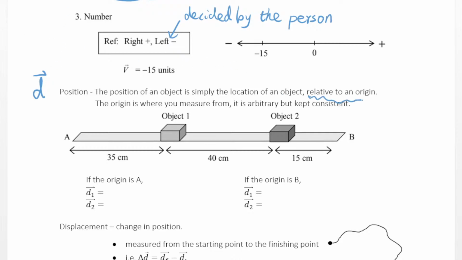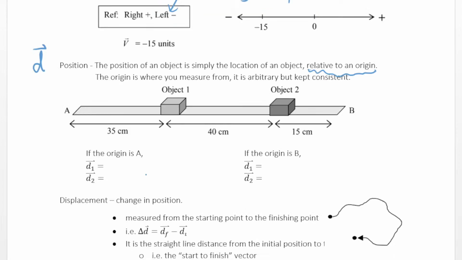Now, of course, that's going to be quite annoying, so we're not going to stay with position for too long. But with a reference and a direction, you can talk about where your position is. It's very useful. The example down here, for instance: Object 1 will be 35 centimeters to the right.